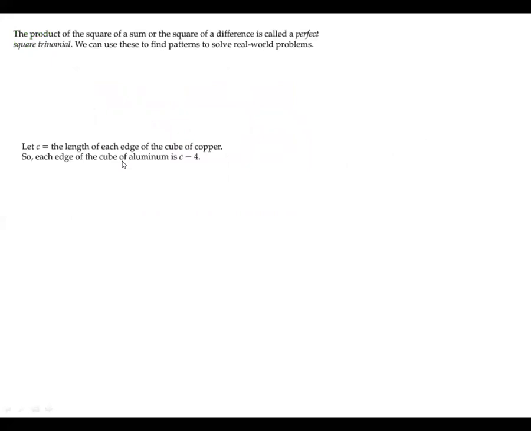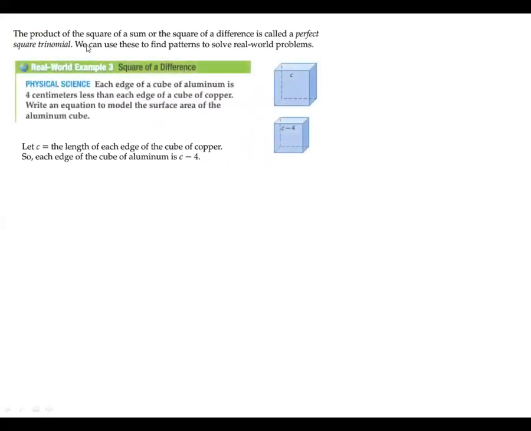So the product of the square of a sum or the square of a difference is called a perfect square trinomial. And we can use these patterns to solve real-world problems. So each edge of a cube of aluminum is 4 centimeters less than the edge of a cube of copper. Write an equation to model the surface area of the aluminum cube.